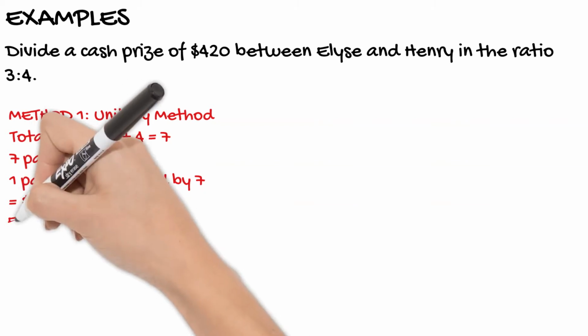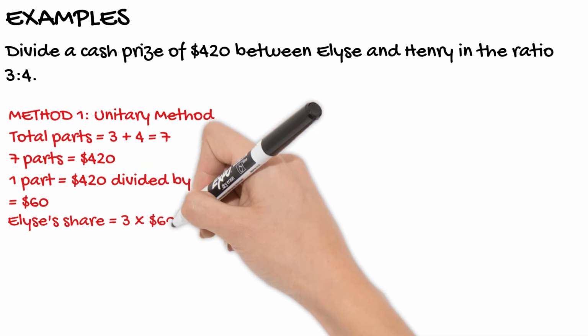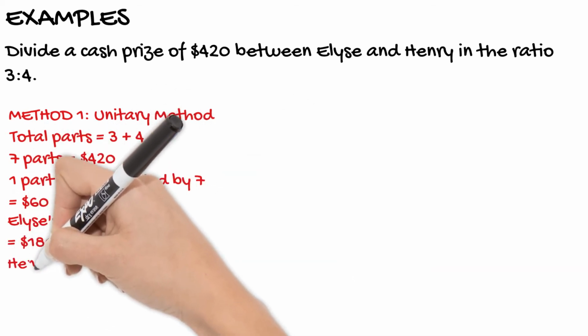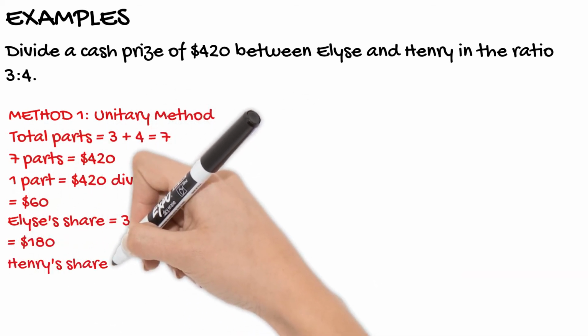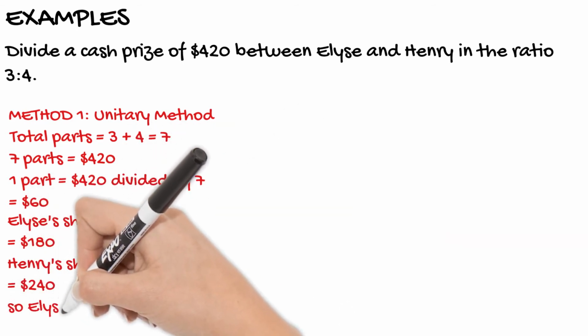Then it's just a matter of working out each person's share. Elise, as I said before, is worth 3 parts, so she gets 3 times 60. She gets $180. Henry's share is 4 times 60, which is $240.